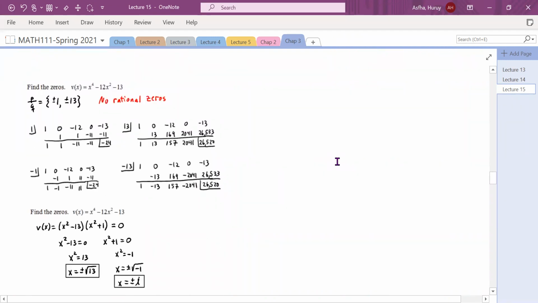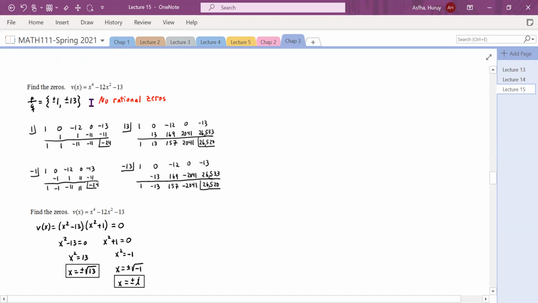Okay, and this is another example, which is basically the same. So we list first p and q. So the possible p and q are these. And as you can see, if you try each of them, there is no zero. What does that mean? Well, it means there is no rational zero. So it doesn't mean that all polynomials have rational zeros, right?